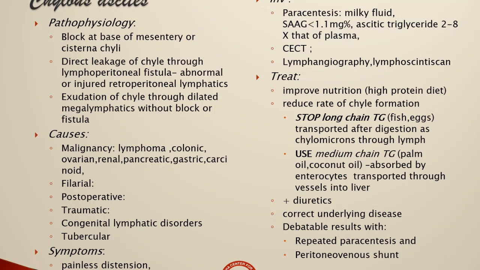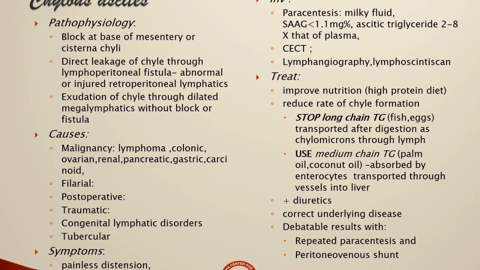The treatment, because this patient is losing a lot of fat, you have to improve the nutrition. So what do you do? You increase the protein in the diet, reduce the rate of chyle formation, reduce the chyle inside the ascites. And how do you reduce the chyle formation? Stop long chain triglycerides and shift to medium chain triglycerides.